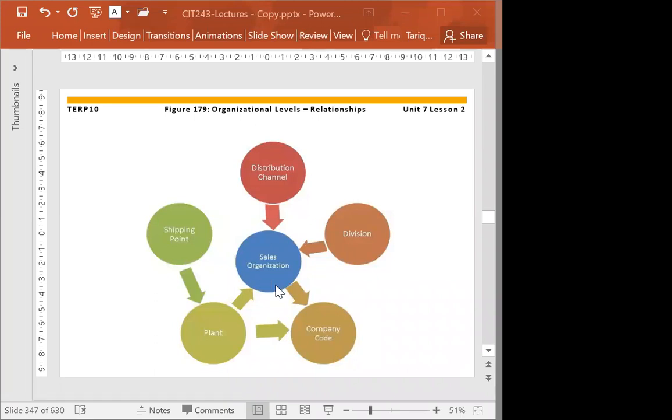We can have several sales organizations within a company code, several divisions to the sales organization, several distribution channels, and several plants to the sales organization, several shipping points to the plants. So that is how the link will be. Several plants to the company codes. So it could be one or several, but this will be the linkage.